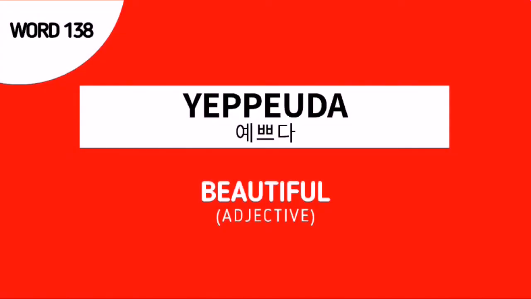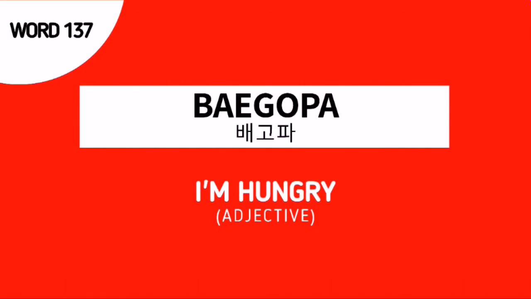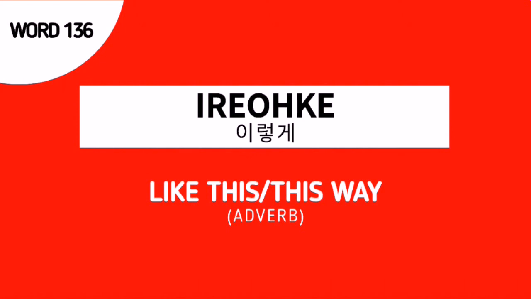Word number 138 is 예쁘다. This is an adjective which means pretty. Word number 137 is 배고파. This is an adjective used to say that I'm hungry. Word number 136 is 이렇게. This is an adverb and this is used to indicate that an action should be done like this or this way.